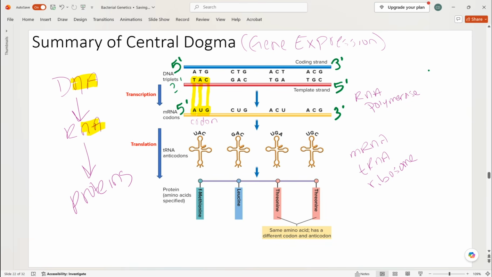Okay. And so, one last thing that I want to remind you of here is that during transcription, all types of RNA are made: messenger RNA, transfer RNA, and ribosomal RNA. Okay, but in this picture, it's just showing you the mRNA initially because that's the directions used to make the proteins. Okay, all right, y'all, that's it for now when it comes to gene expression and the central dogma.